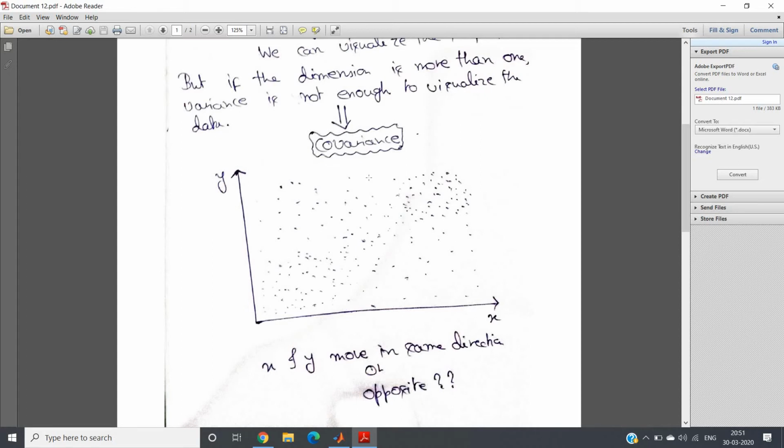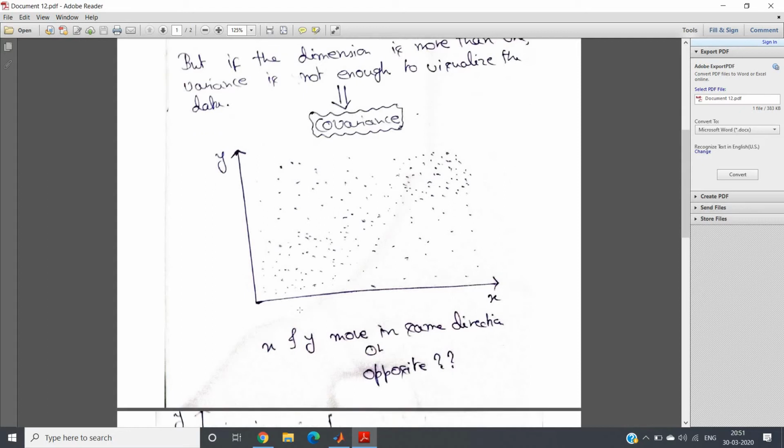But how and why, how can we predict this? That's our main problem for the time being. Let us discuss that. To conclude how x and y are moving, we require some reference point. For that, we will calculate the mean of x and y.